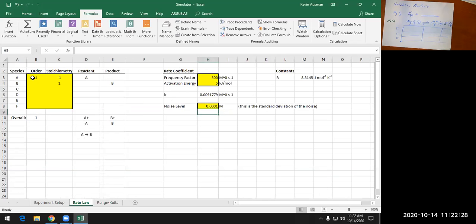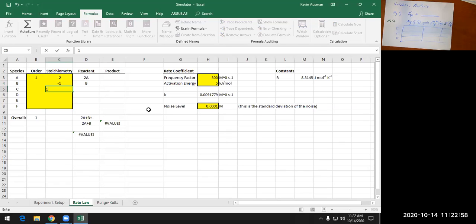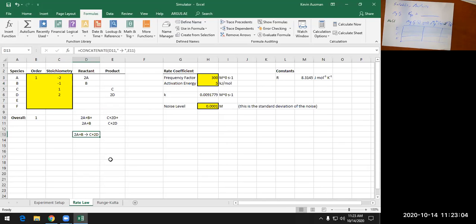the way that this system works is that we have 6 possible species that could be either reactants, products, or catalysts. We specify the stoichiometry over here, where we use the stoichiometric coefficient, and if it's a reactant, we make it negative. So if we wanted, say, 2A plus B yields C plus 2D, we would do that. And you can look down here and see that you did it correctly.